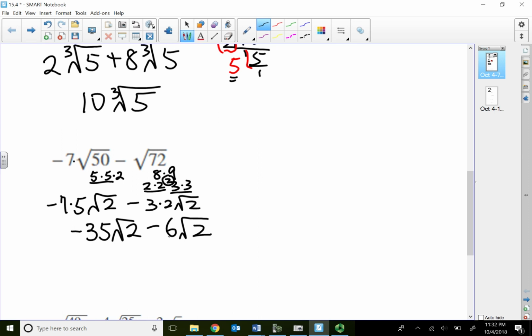So negative 35 square root of 2, subtract 6 more of those square root of 2. That should give me terms with the same sign, so we add. That would be negative 41 square root of 2.